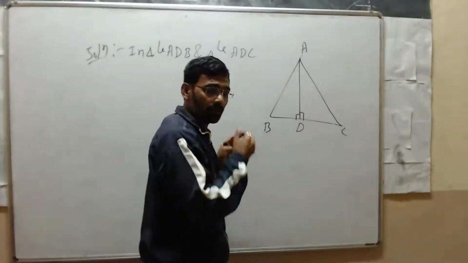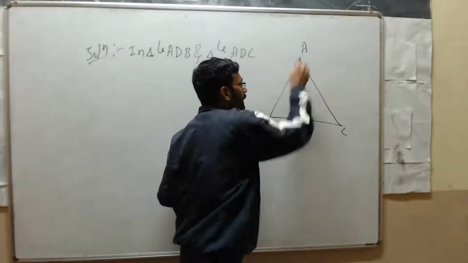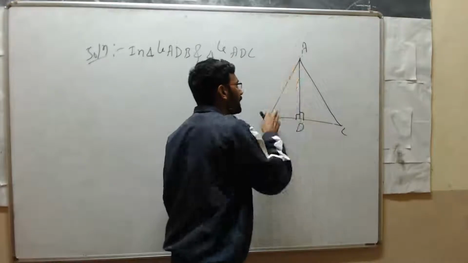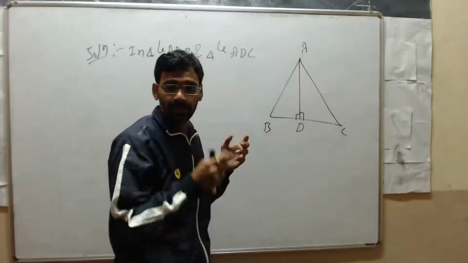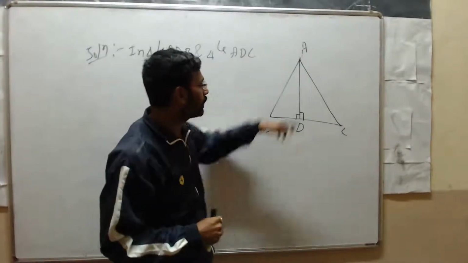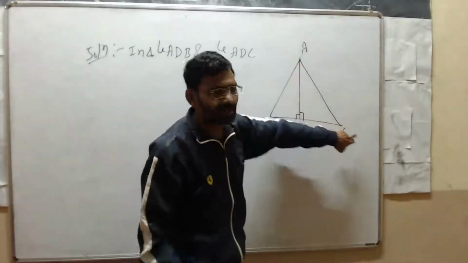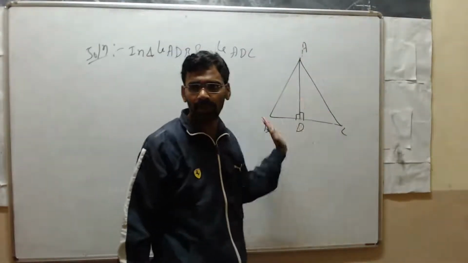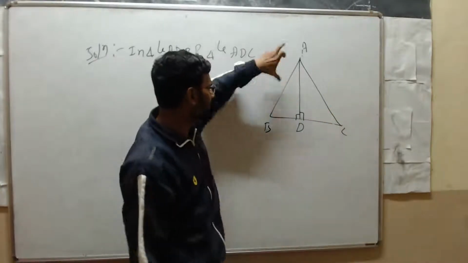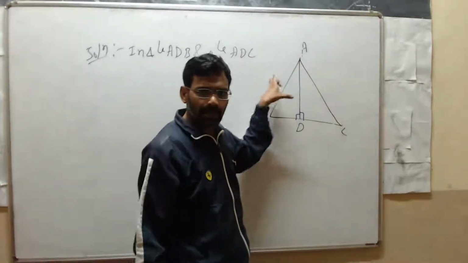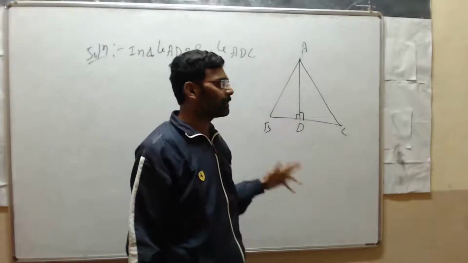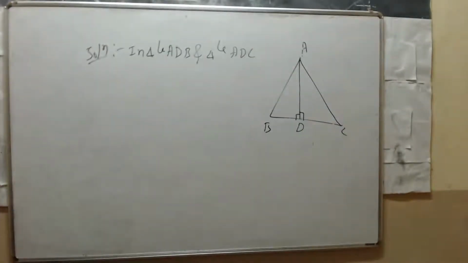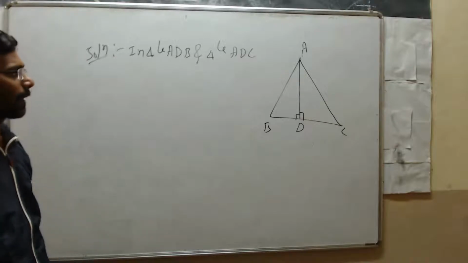If we prove ADB and ADC are congruent, by CPCT what will happen? AB equal to what? AC. So our first intention is to prove triangle ADB is congruent with triangle ADC. If the triangles are congruent, by CPCT their corresponding parts are equal. Their corresponding parts means AB equal to AC, and AB equal to AC means automatically triangle ABC is an isosceles triangle. So first we consider triangle ADB and triangle ACD.